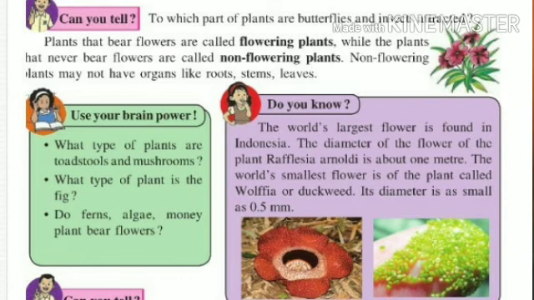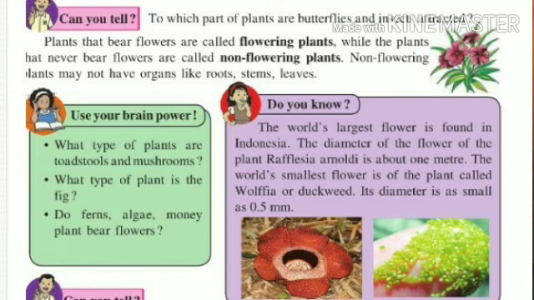Okay students, now there is one homework for you all. What you all have to do, you have to use your brain power and try to find out the answers for these questions. The first one is, what type of plants are toadstools and mushrooms? Next is, what type of plant is the fig? And the next question is, do ferns, algae and money plant bear flowers? These 3 question answers you will write in your Science CW book and try to find by your own self.